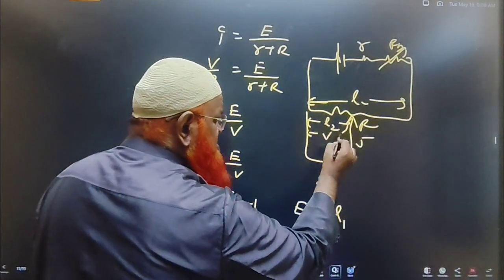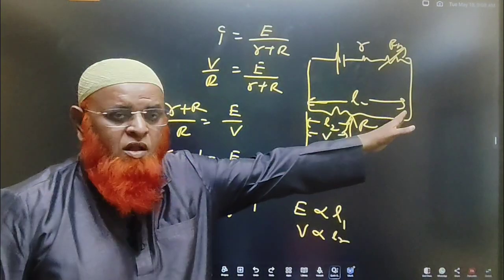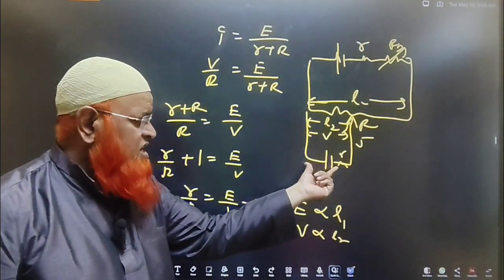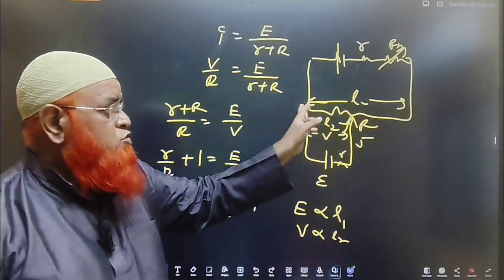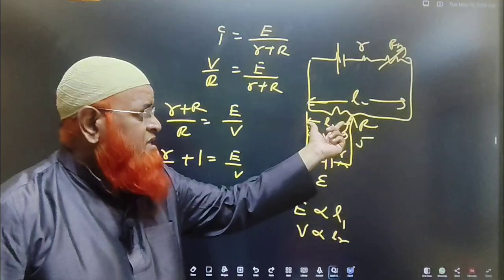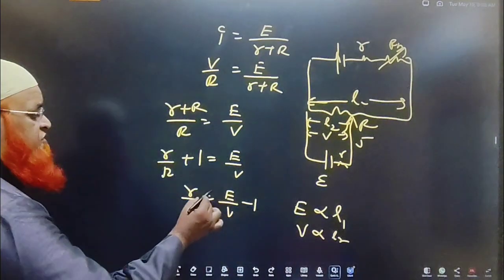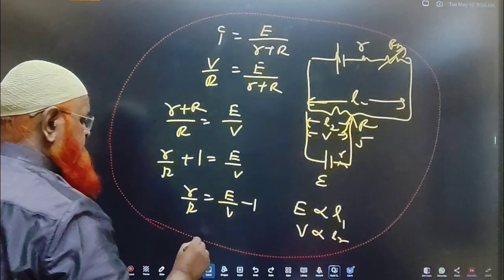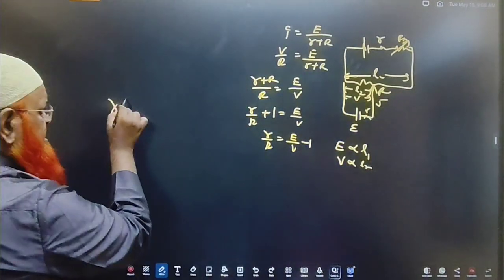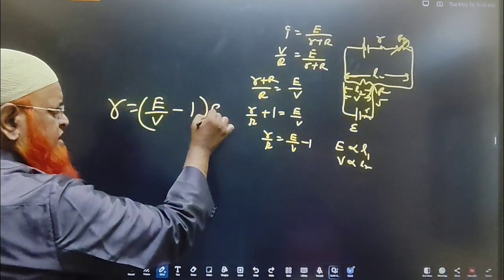V means potential difference, so V is directly proportional to L2. E means distributed among the total length. V means the potential difference of this battery which is connected here, so that is directly proportional to L2. Total length is L1 and the balancing length is L2 here. So what do you understand from this? This is one method of finding the internal resistance, using the formula E by V minus 1 into capital R.